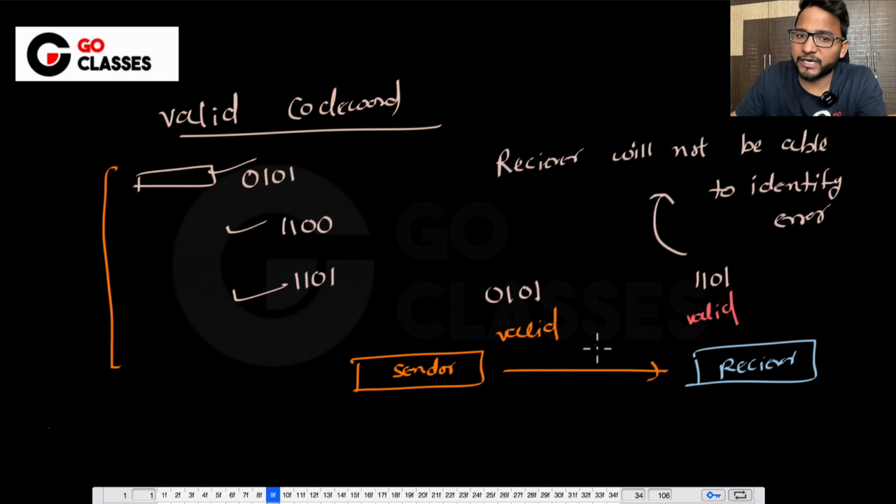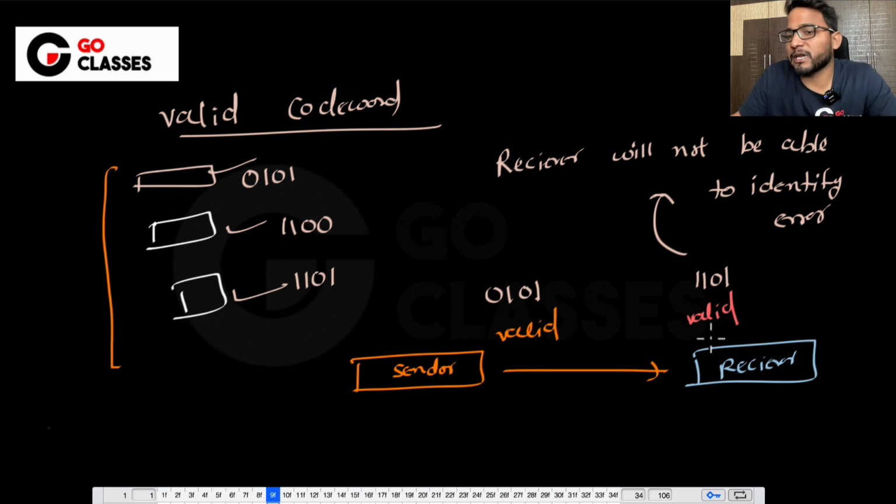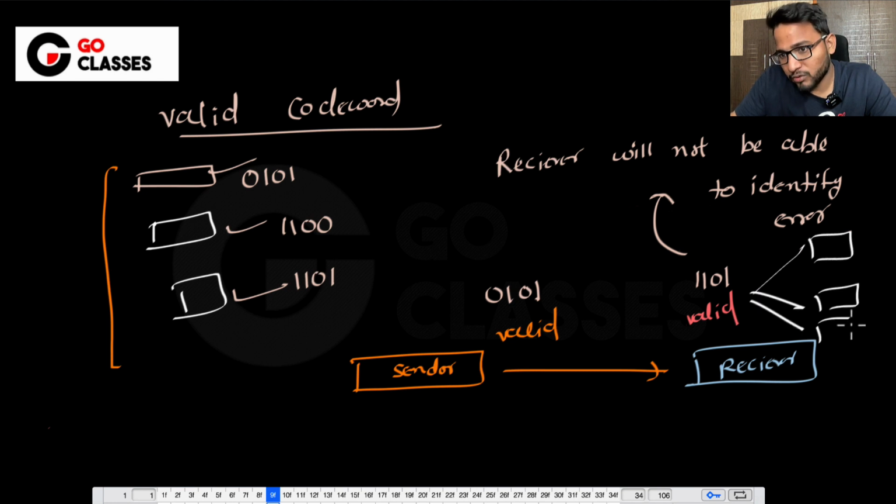But suppose these are the three valid code words that you have, you are sending some valid data, and the receiver also receives valid data, but it is another valid code word. You are sending 0101, which is one valid code word, but the receiver is receiving 1101, which is also valid, but it is another valid one. Now the receiver will check it against all the valid code words. Since it is also a valid code word, the receiver will say that there is no error. In fact, there is an error, but the receiver is not able to identify it.